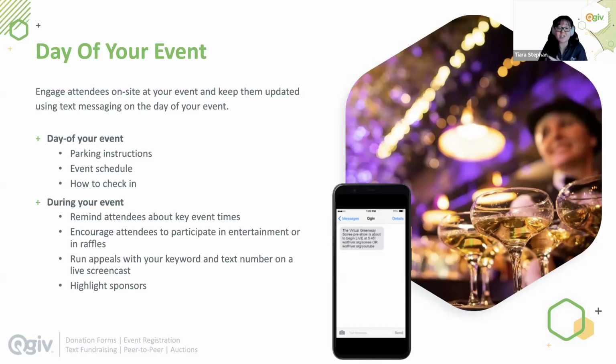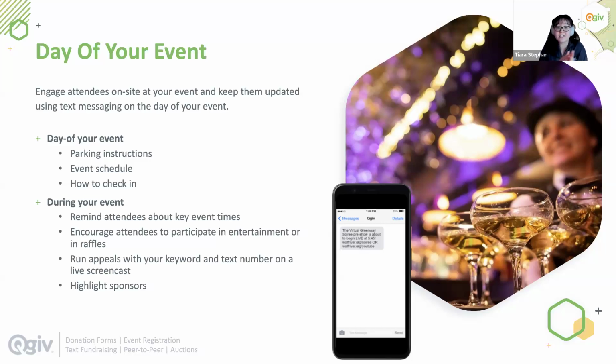With QGIV, segmentation is possible with contact lists in our outbound text package. So you can post your keywords for both your in-person and virtual contact lists on your event website to let your attendees know ahead of time what keyword to text to receive alerts specifically for the event experience that they've signed up for.